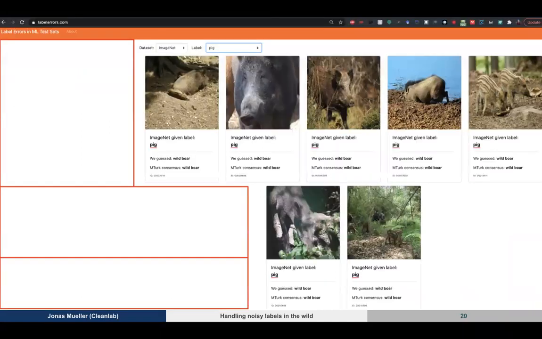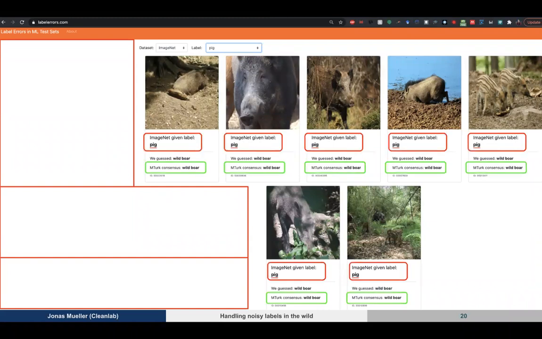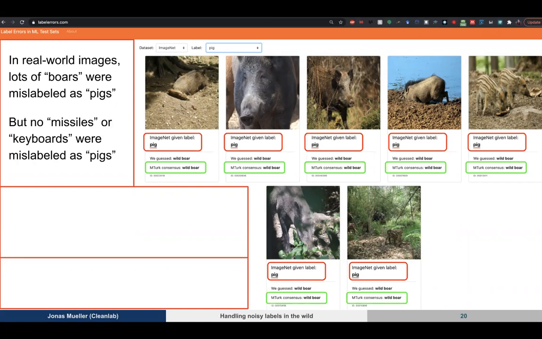Let's look at some real world data to understand what's going on here. What we looked at in ImageNet was a bunch of the examples that were highly ranked by our confident learning algorithm, which I'll get into in a second, for being very likely to have label errors. What you see here for the class pig, if we look at some random label errors from that class, is that these are not just being flipped to any other class. Lots of them are actually boars.